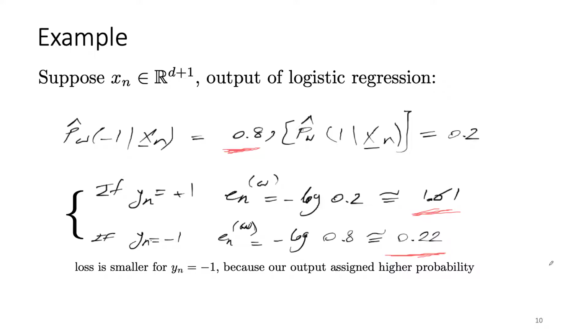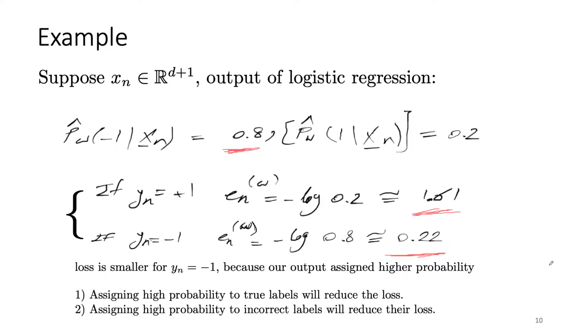All right. So in general, we can say assigning high probability to true labels will reduce the loss. Assigning high probabilities to incorrect labels will also reduce the loss, right? Is it clear? Okay.